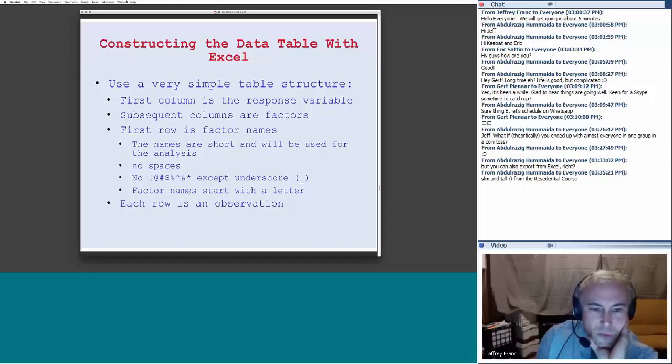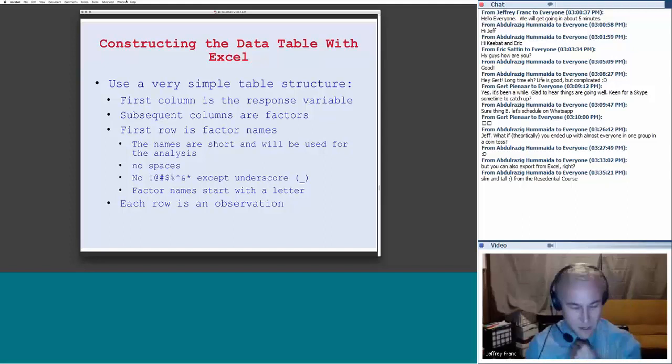The first row in your spreadsheet is the factor names. Okay, and the names are short because they'll be used in the analysis. When you get your printout, you're going to have them all printed out. We don't use any spaces in them. We don't use any special characters. And the factor names have to start with a letter.